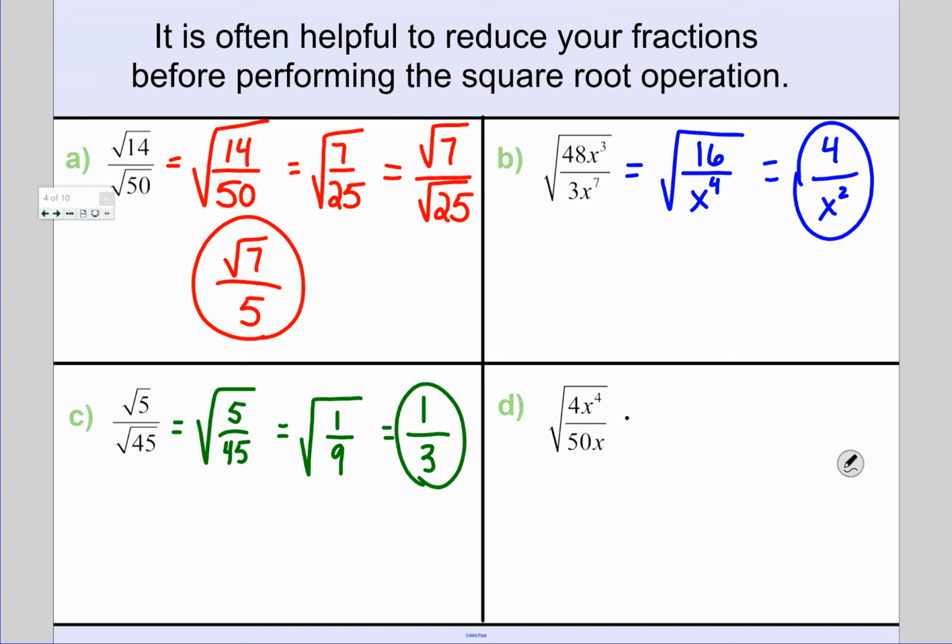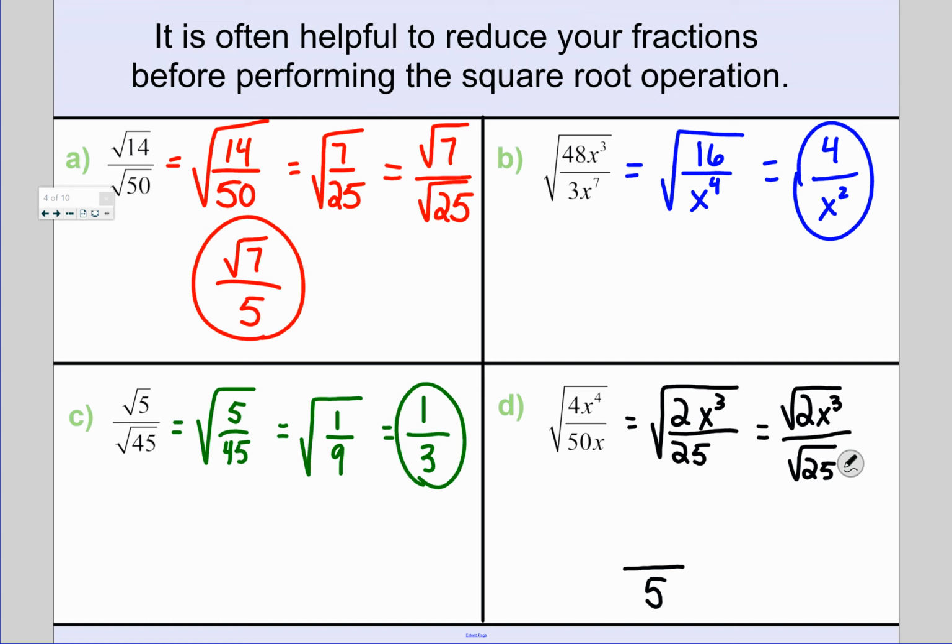And for my last one, when I simplify this fraction first, I get 2 over 25, and then I get x to the third in the numerator. Now, I'm going to actually split this one up and write it out. That's 2x to the third over the square root of 25. And I have to do a couple things here. I know that the square root of 25 is going to be 5.